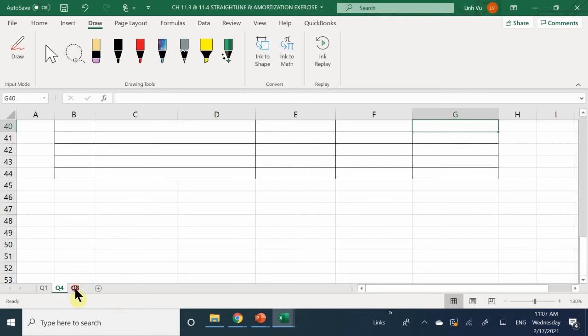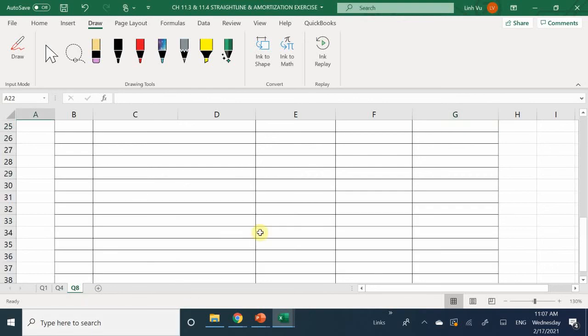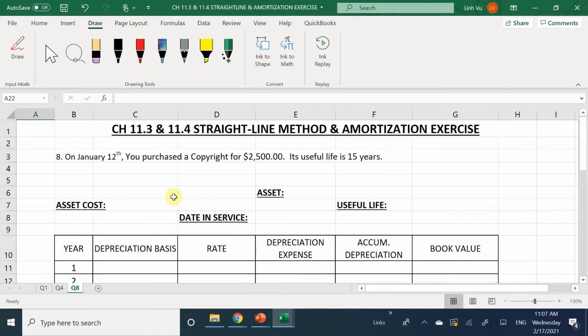So last but not least, we have question number 8 here. We have a couple minutes to go ahead and finish this up. On January 12th, you decided to purchase a copyright for $2,500, and its useful life is 15 years. So what did I buy? You bought a copyright. And how much did it cost you? $2,500. Ooh, I put 25,000.